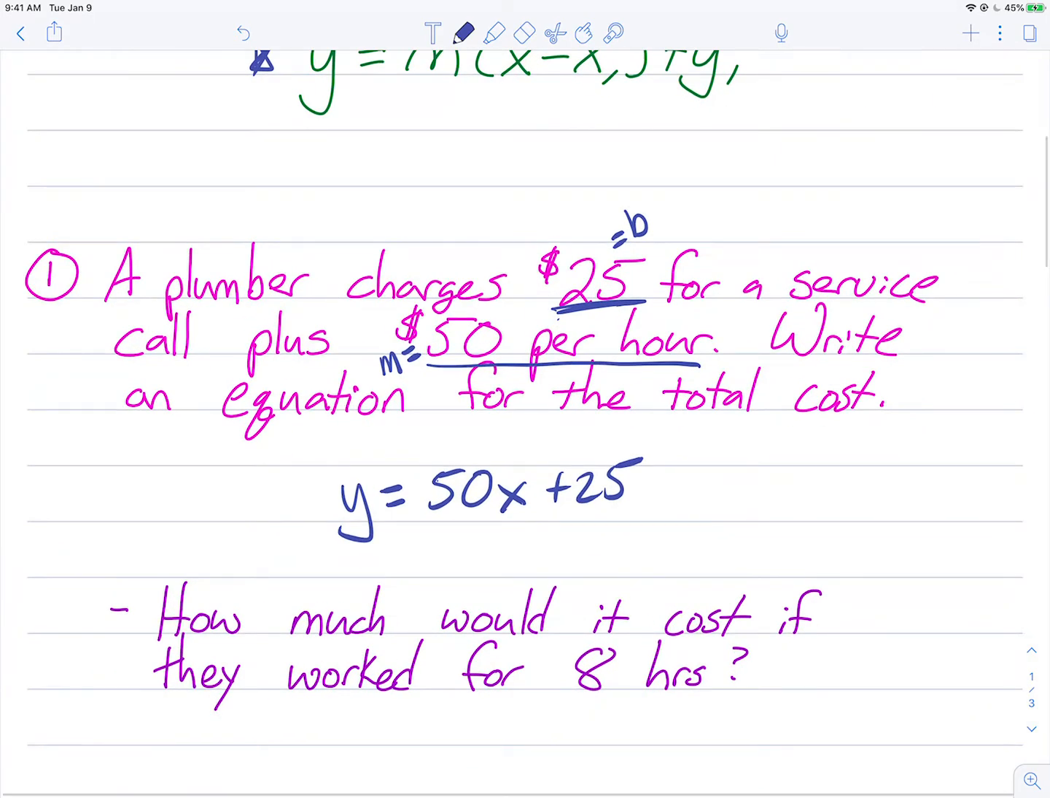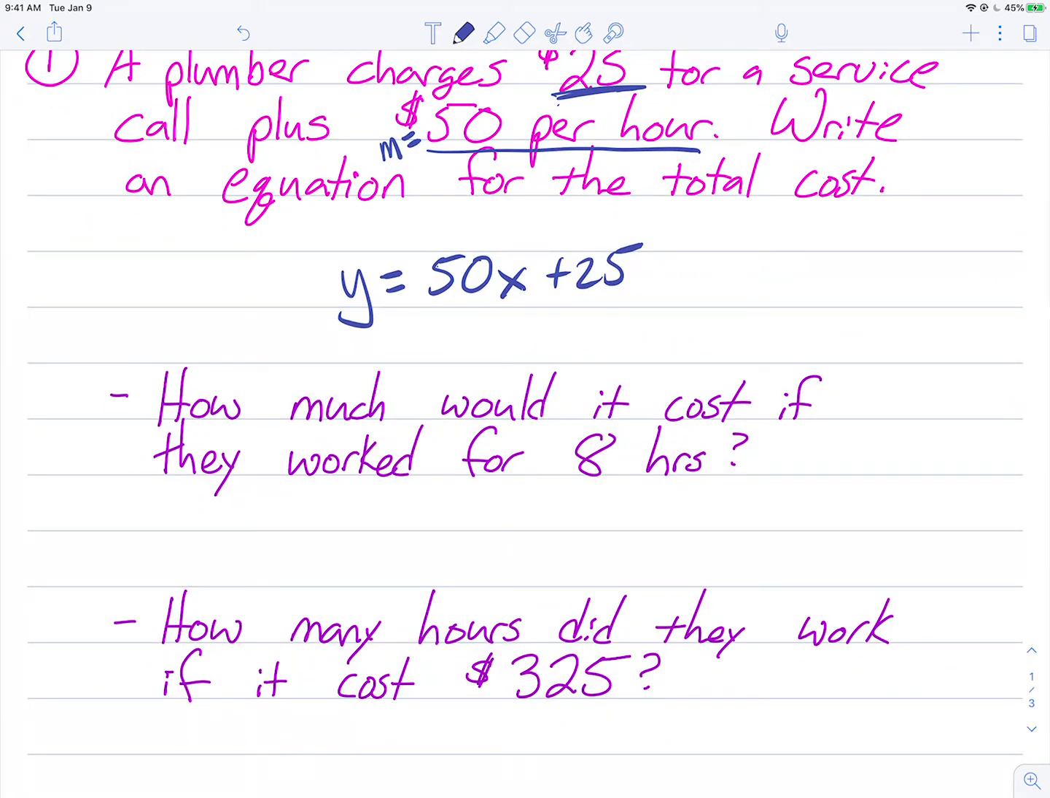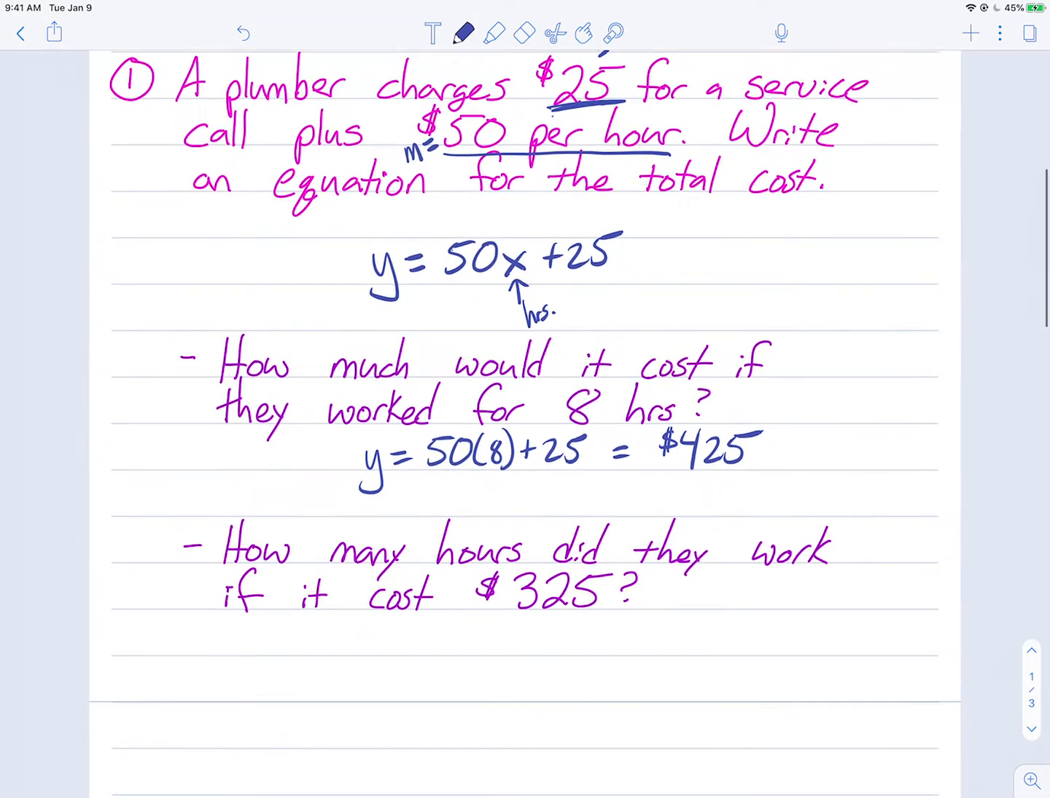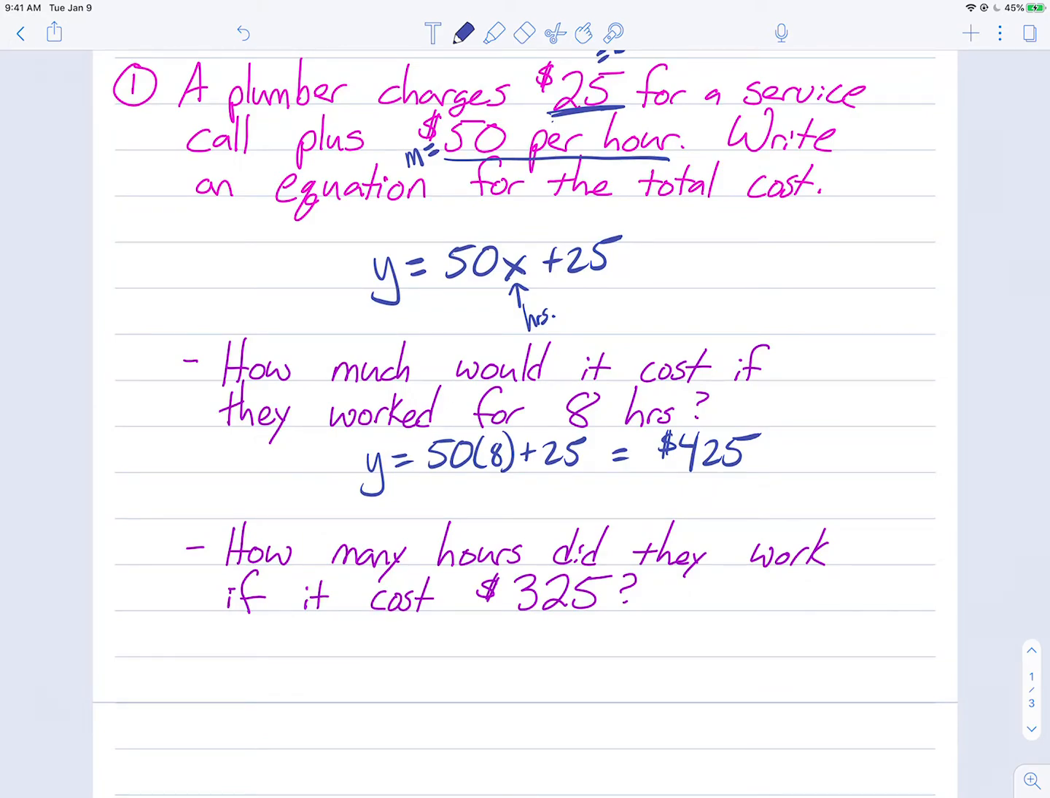So now we're going to use this to answer a couple of questions. The first one says, how much would it cost if they worked for 8 hours? My x is going to be my hours because there's time that's passing. So we need to know after 8 hours, how much is this going to cost? We're going to go 50 times 8 plus 25, and 50 times 8 is 400, plus 25 is $425. So it costs $425 if they had an 8-hour job. That's actually super cheap. So hopefully they're actually good.